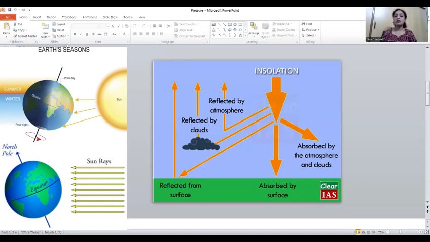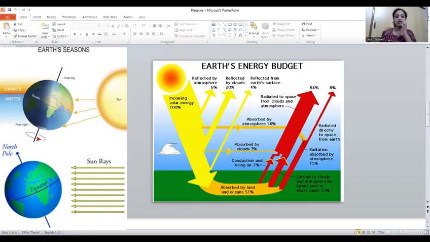So the first topic here is partial absorption of solar radiation by the atmosphere, and this can be explained with the help of the next slide, which is the Earth's energy budget. Heating of the atmosphere does not occur directly by the sun's rays passing through it. You can see that it is very well evident on the screen.